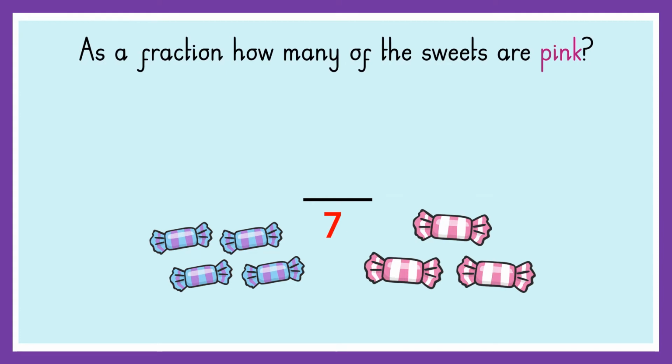As a fraction, how many of the sweets are pink? Let's count them. Well, 3 sweets are pink out of 7 altogether. So the numerator is 3. 3 sevenths of the sweets are pink.